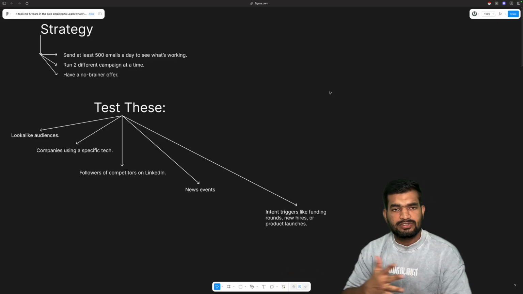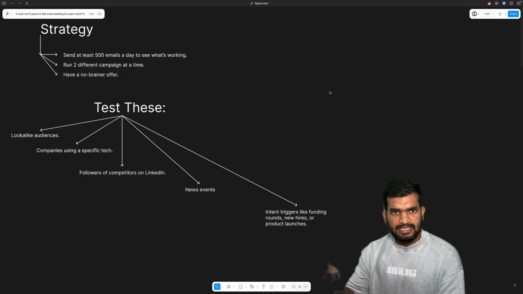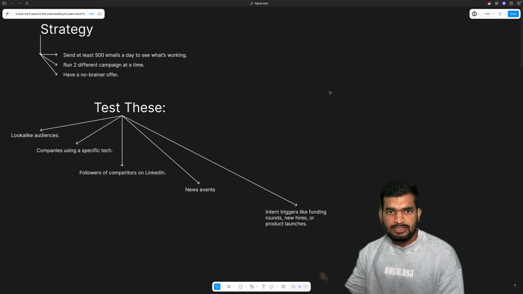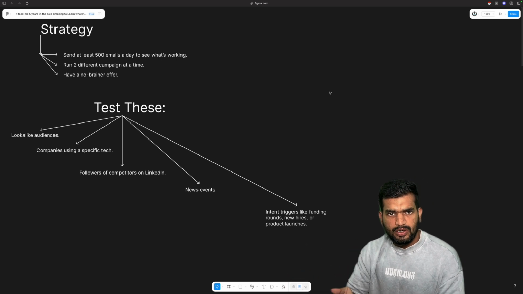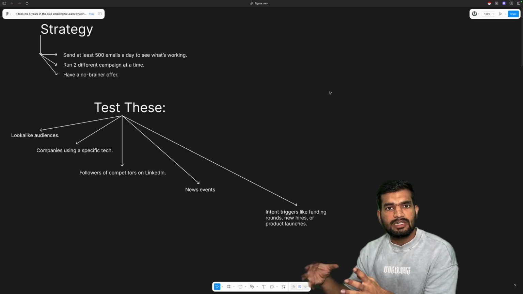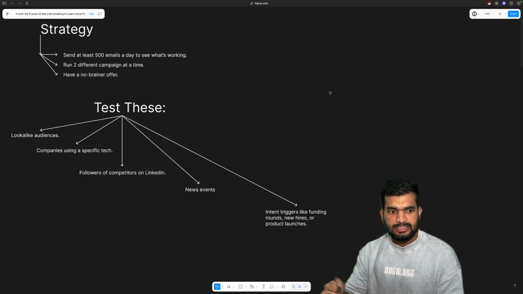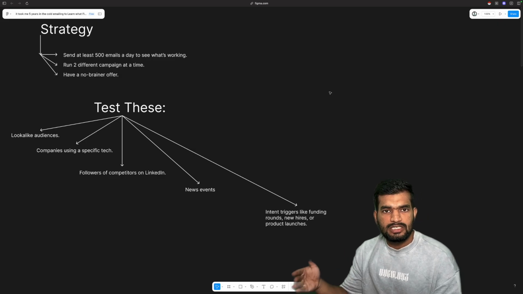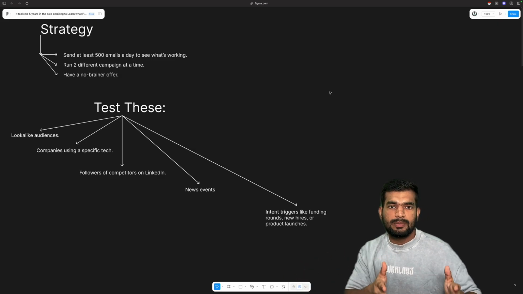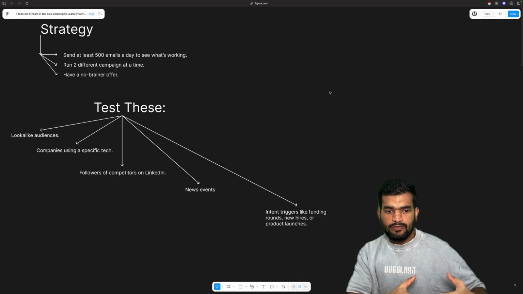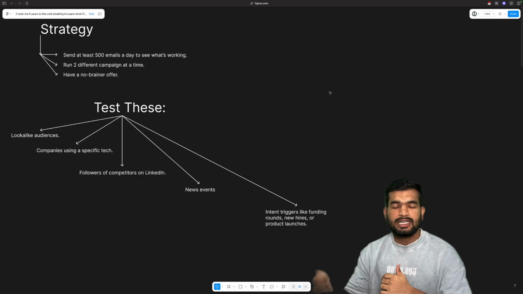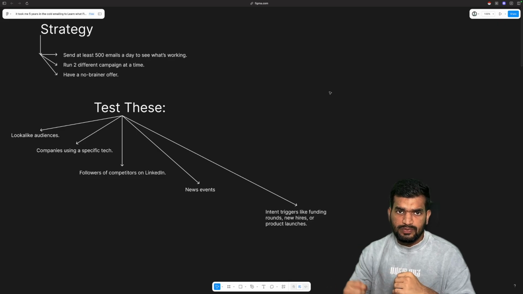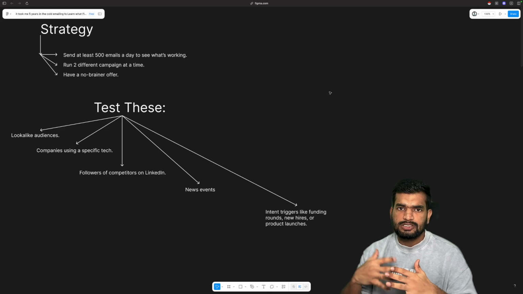These are 5 different strategies that you could test at any time. These are the best performing ones that we use, in order. So we always start with lookalike audience. If we can find the same companies as some of their best clients, that's the best way to go. After that, companies using a specific tech that might complement what the company is offering. And the next is followers of a competitor on LinkedIn. Great intent trigger. Fourth is news events. And the last is intent triggers like funding rounds, new hires, product launches.